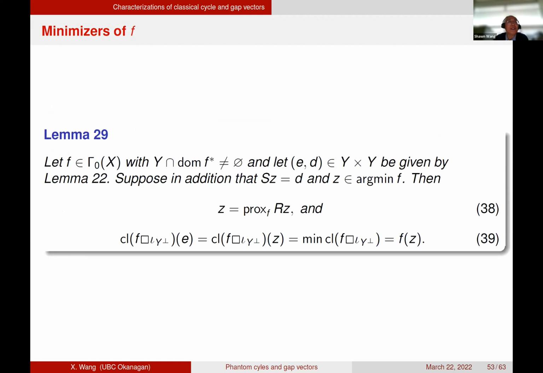Now the next class of function is we quantify the minimizer of F. With this assumption, as usual, let E, D be given by the lemma, the extended Simon lemma. Then suppose Z belongs to argmin F, and Z equals D. Then you always have that the closure of this divided by E equals this and equals F Z. So that is another quantification for the minimizer.